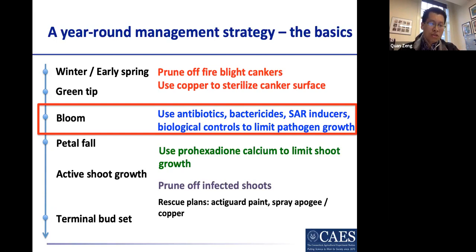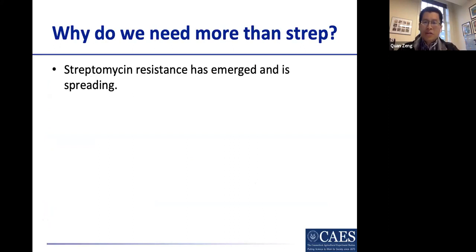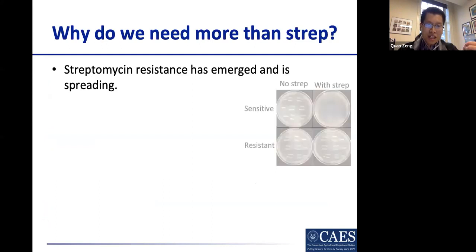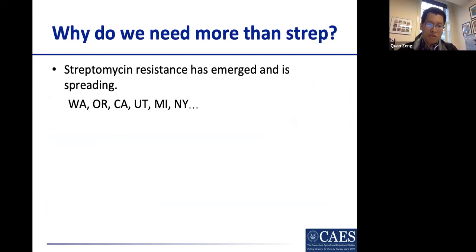So why do we need more than streptomycin? Streptomycin seems like it's working great and is not expensive either. Number one motivation is that streptomycin resistance has emerged and it is spreading. So far it has been observed in most of the apple producing regions in our country, including the Pacific Northwest, the Western United States, Michigan, and recently New York.